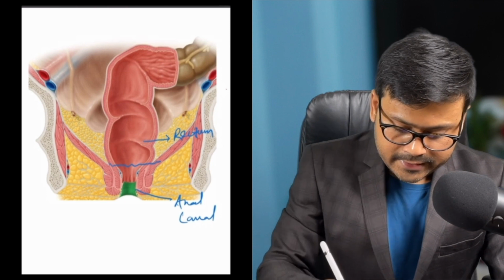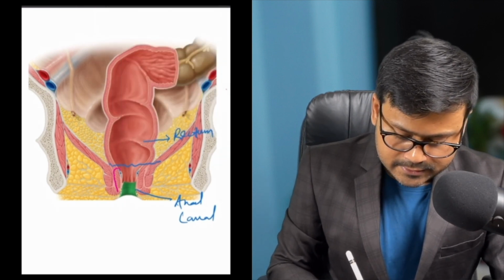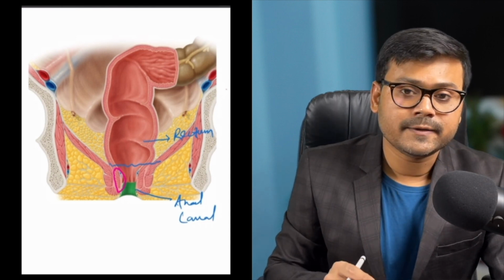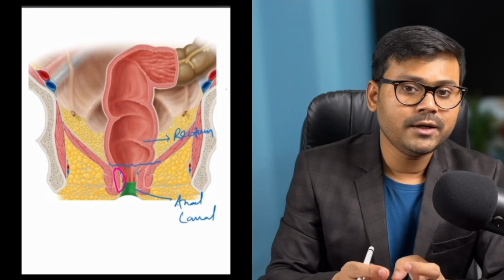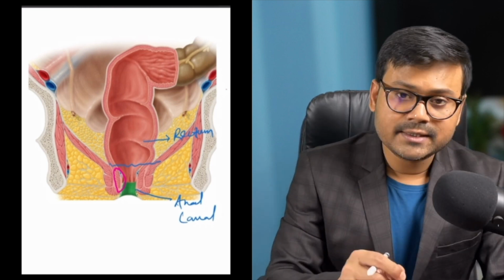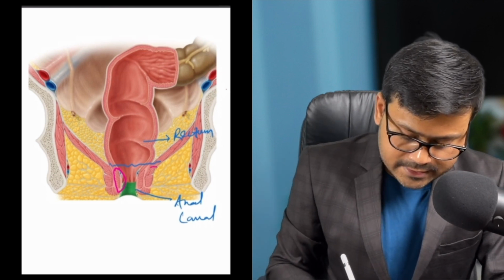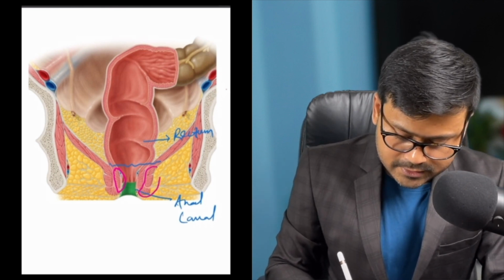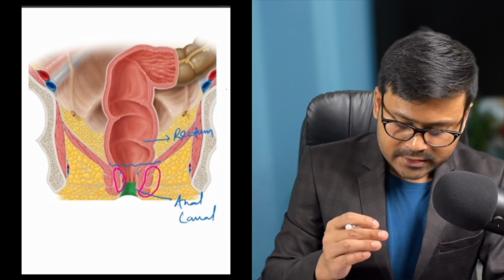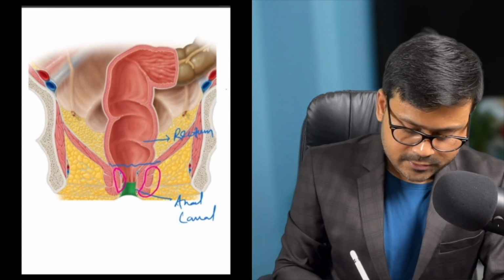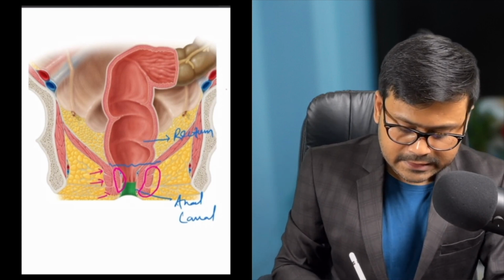Okay. And as you can see, this is the internal anal sphincter. And internal anal sphincter is formed by the muscular layer of the anal canal itself. This is an involuntary muscle. Whereas the external anal sphincter, I have marked the sphincter. External anal sphincter is comprised of three parts. As you can see, this is one part, second part and third part.